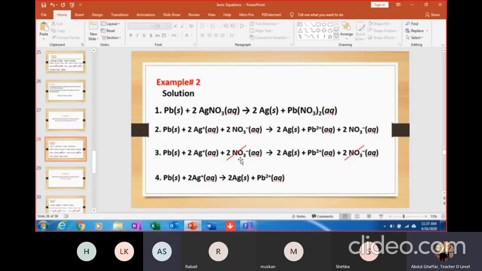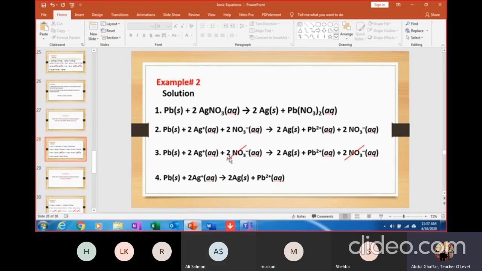Lead reacts with silver nitrate to form lead nitrate, where the nitrate is the spectator ion that will be cancelled, and in the end, silver and lead will remain. Yes, very good. This will be the net ionic equation.